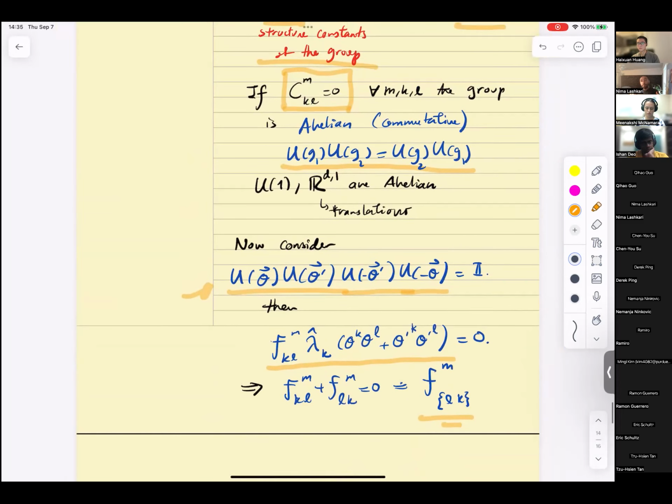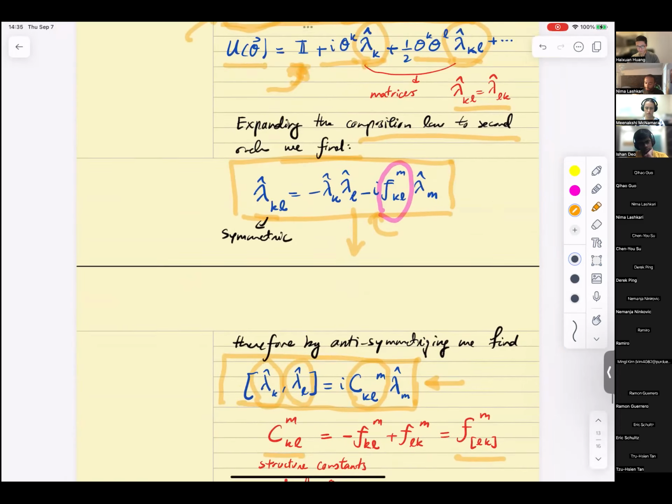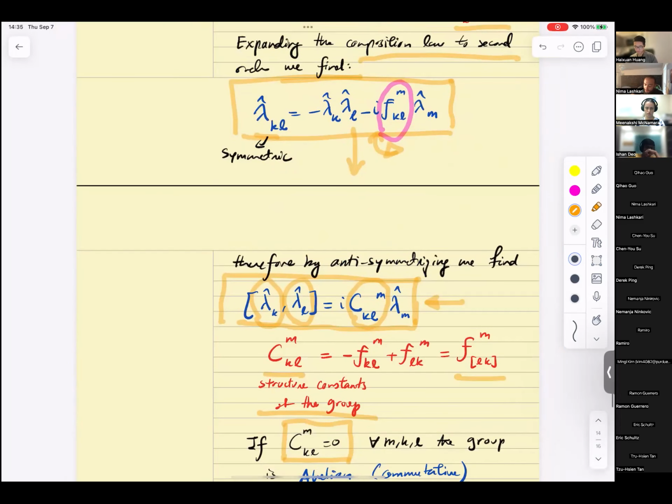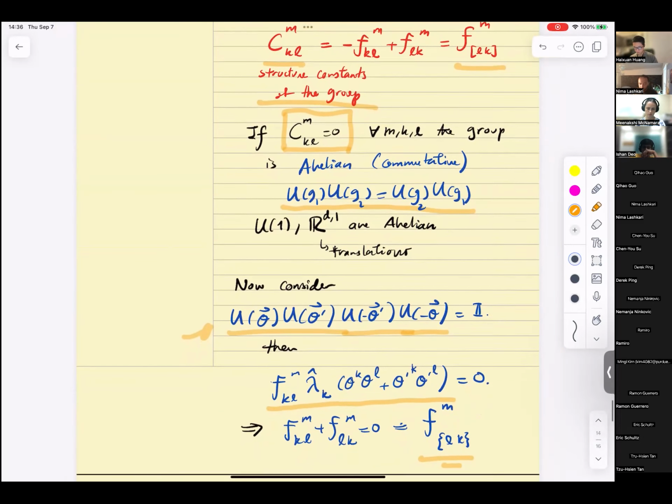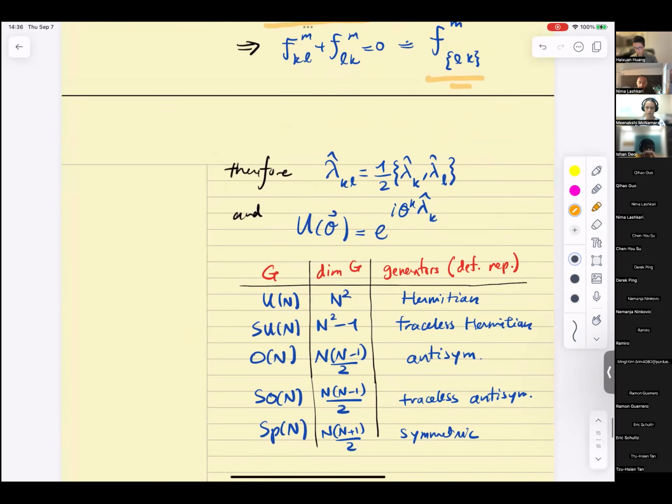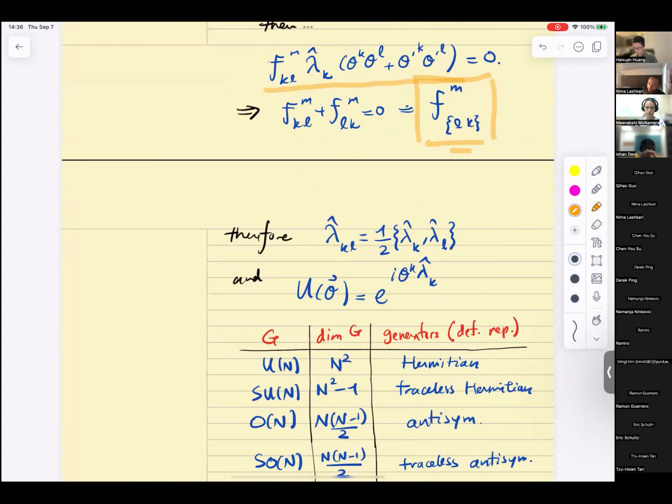Right? So let's recap. We learned that basically these f^KLMs are the important information in your Lie algebra, sorry, Lie group. They decide for you the commutation relation of the Lie algebra, and these guys are symmetric. Right? So far, that's all we've learned. This tells you, if you just plug this back in, that the second order matrix is actually fixed in terms of the first order.